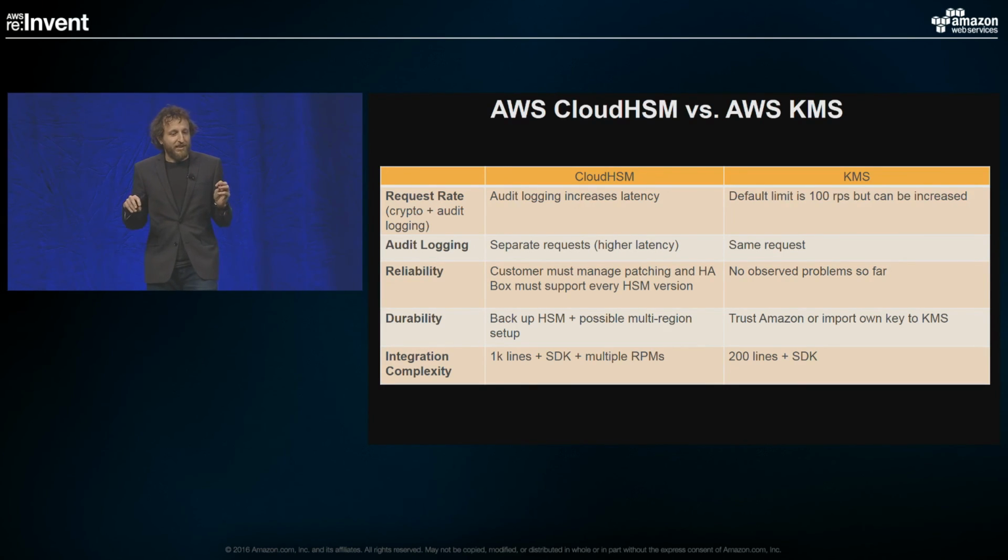The biggest difference is kind of the reliability, where AWS is managing KMS, of scaling, of making sure that it's up, while Cloud HSMs have to be managed by the customer. That means they must manage patching, they must manage high availability. And then, as from our side, we have to support every HSM version, and different versions require different client libraries, so it becomes much harder for us.